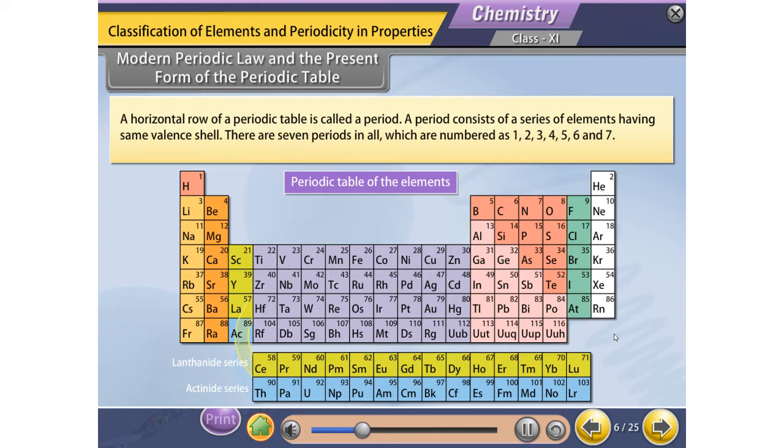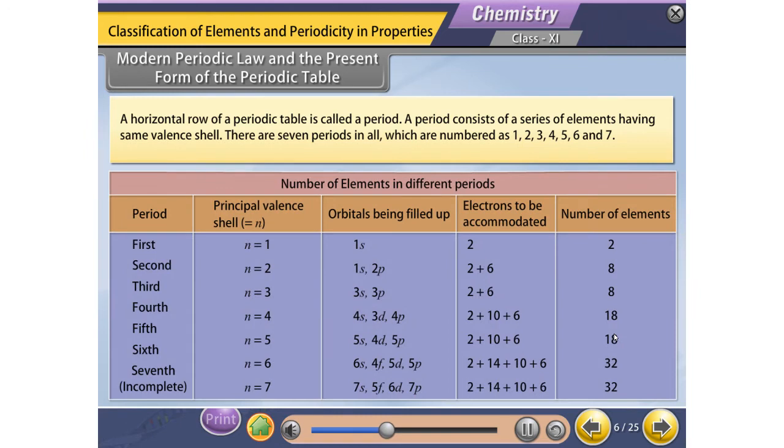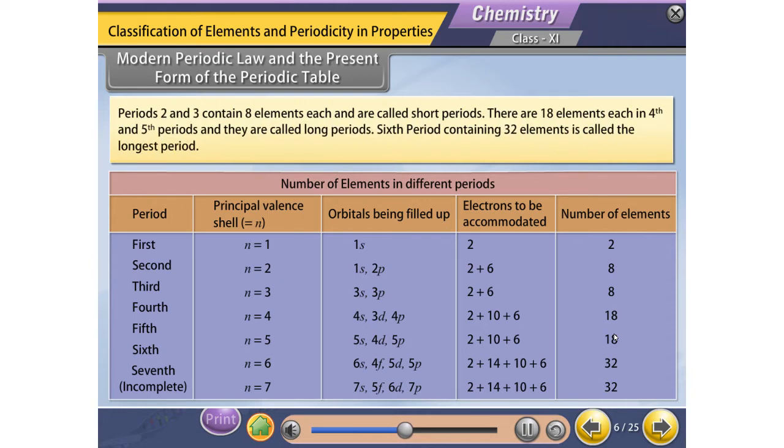A horizontal row of the periodic table is called a period. A period consists of a series of elements having the same valency shell. There are 7 periods in all, which are numbered 1, 2, 3, 4, 5, 6, and 7. Periods 2 and 3 contain 8 elements each and are called short periods. There are 18 elements each in the 4th and 5th periods, and they are called long periods. The 6th period, containing 32 elements, is called the longest period.